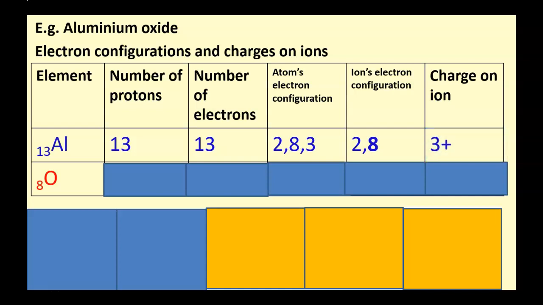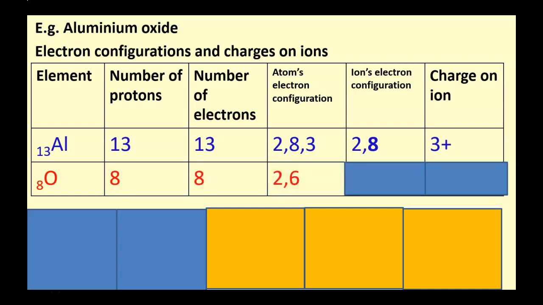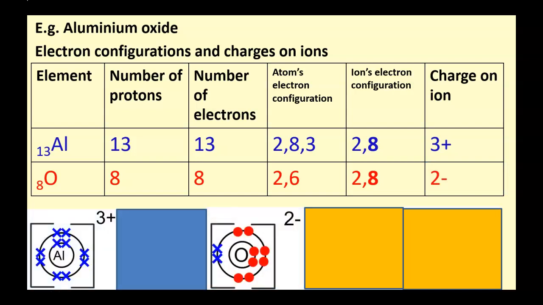Oxygen has 8 protons, so it will have 8 electrons. The arrangement will be 2, 6, filling the first shell with 2 plus the remaining 6 electrons in the outer shell. To obtain a full outer shell of 8 electrons, it will need to gain 2 electrons, becoming 2, 8, and the charge on the ion will be 2-. Let's have a look at a picture of each of those ions. Again, you can see the arrangement of 2, 8 for the aluminium, the 2, 6 being the red circles on oxygen plus the 2 gained ones in the outer shell. You can see the charges again shown here.